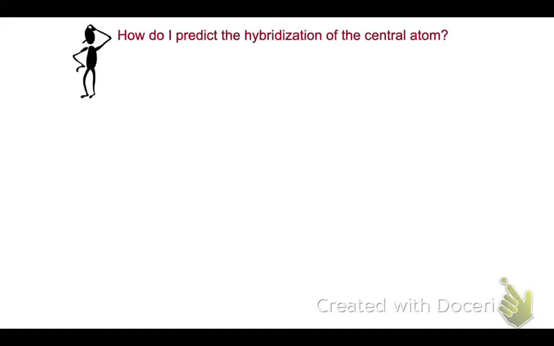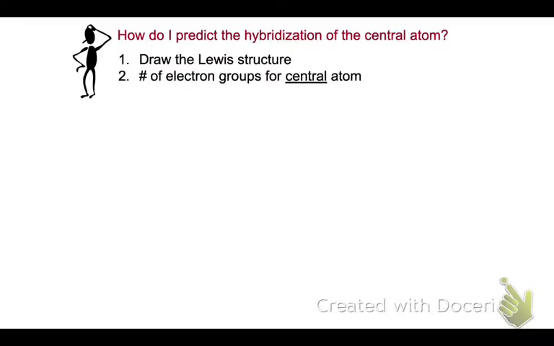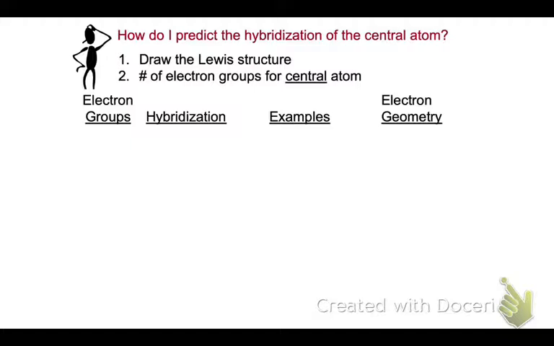So now you might ask, how can I predict the hybridization of the central atom? It's always the central atom that we hybridize, guys, not the terminal ones. First, we draw the Lewis structure. Then we count the number of electron groups for the central atom. Just a reminder, how do I get the number of electron groups? It is the number of atoms and lone pairs on the central atom. So let's go for it.